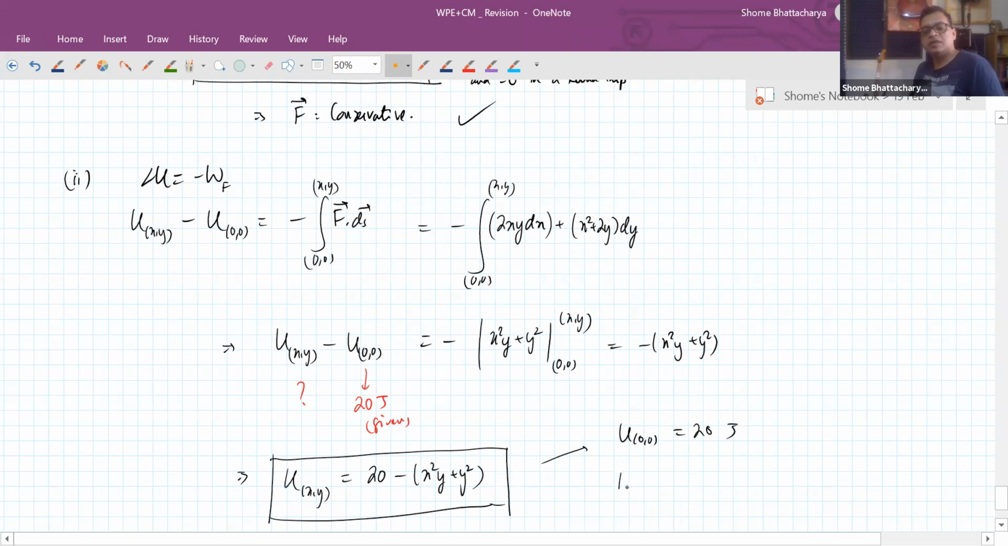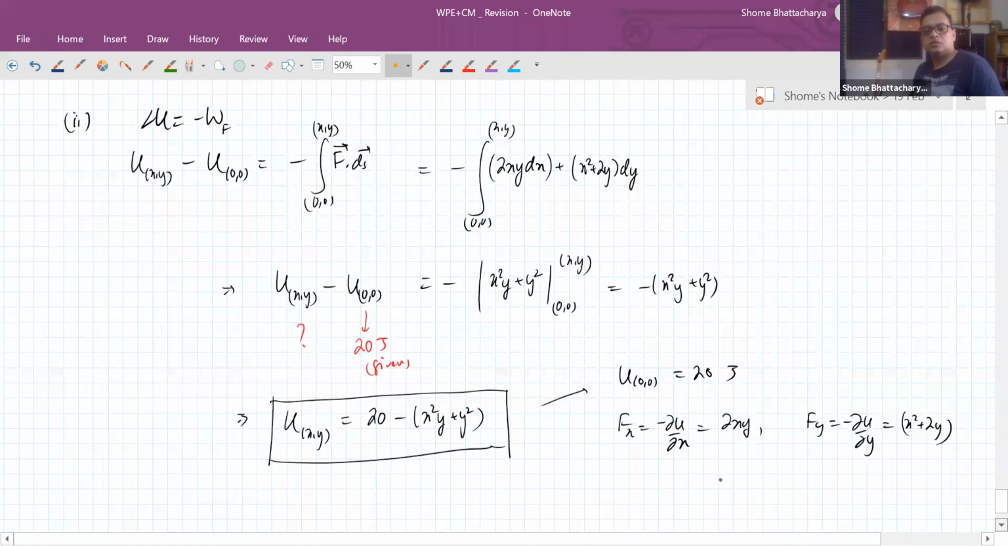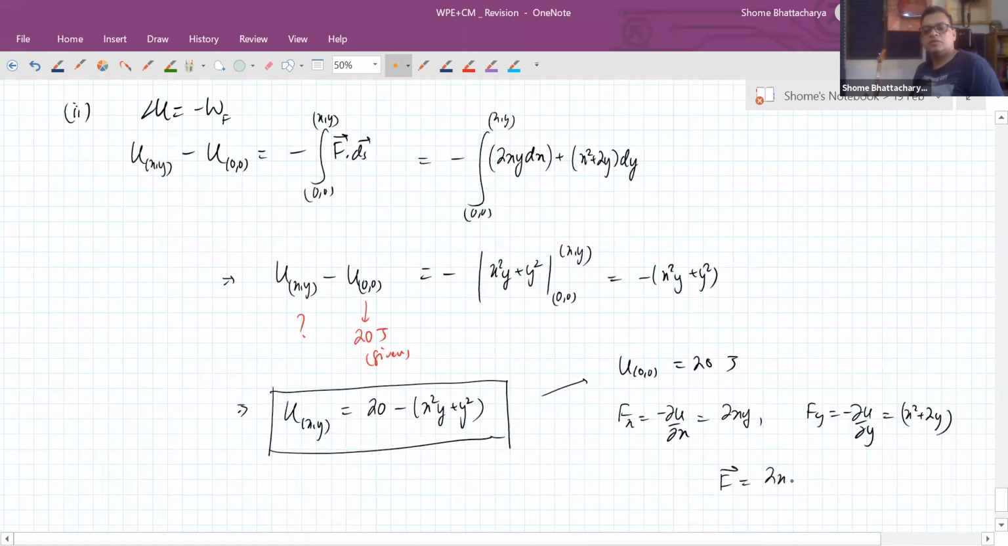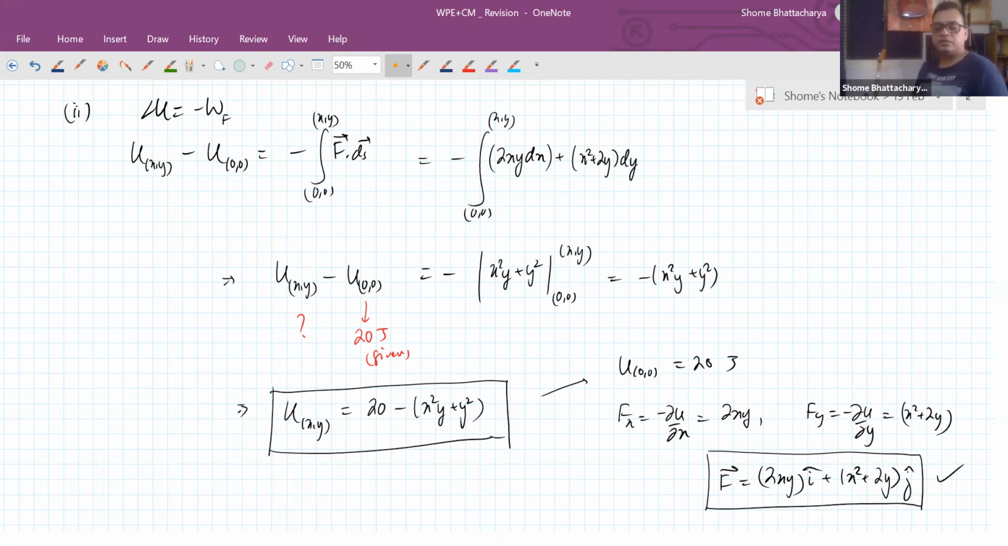Okay. And the force's x component is going to become 2xy. The force's y component is x square plus 2y. So the internal conservative force in turn fits the value that was given to us in the question. So that verifies that the solution we have got is the correct solution for the particular potential energy relation derived.